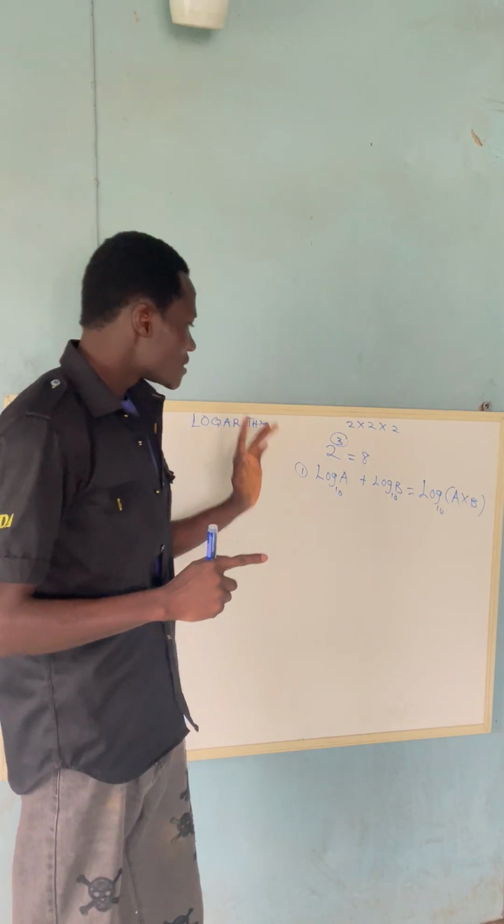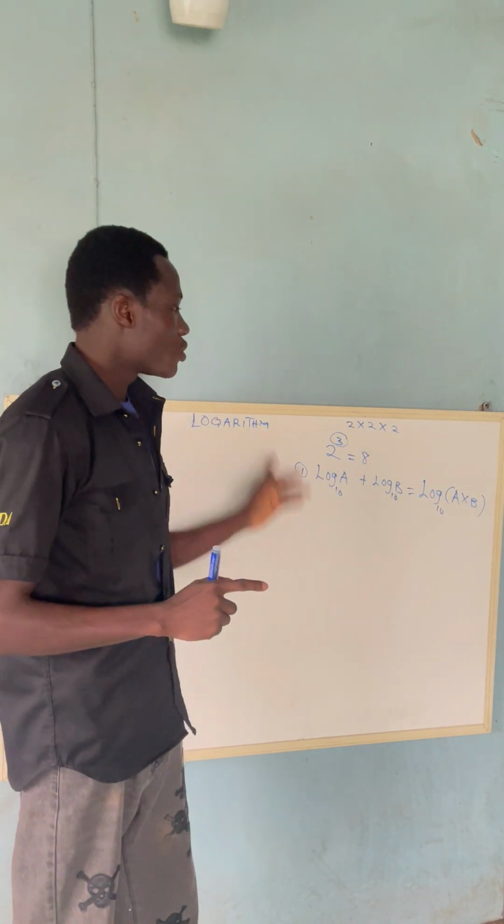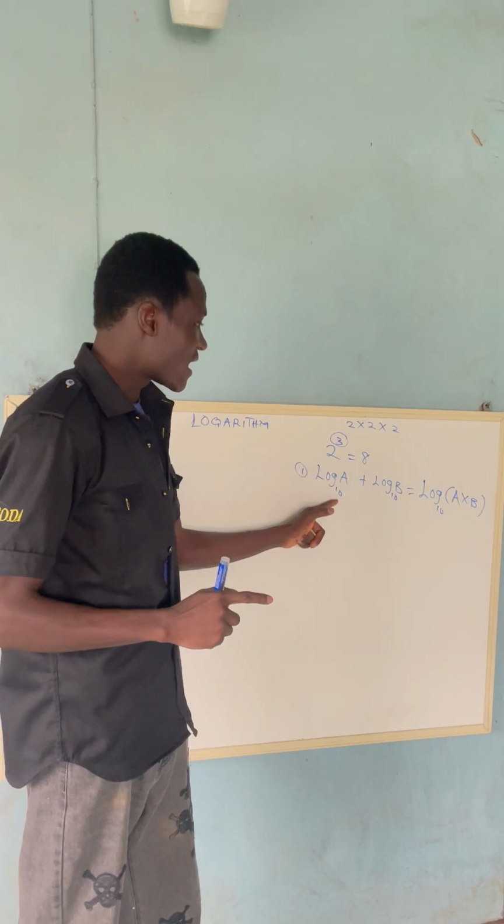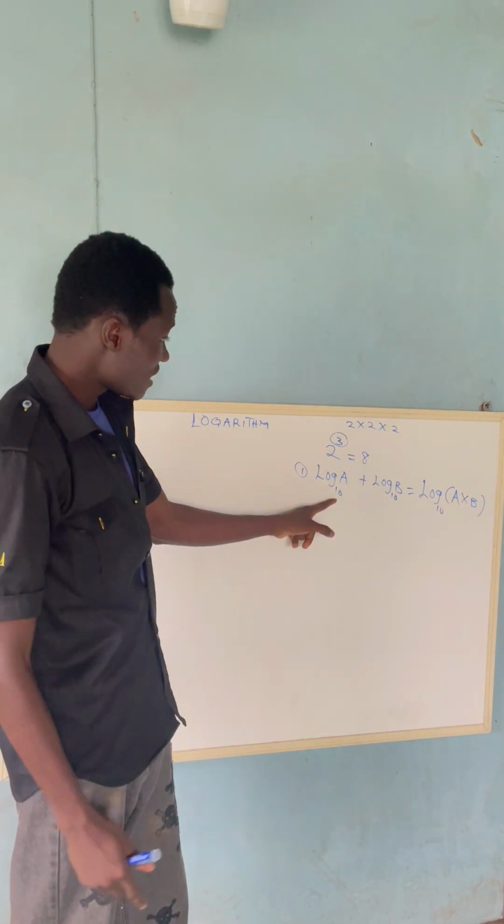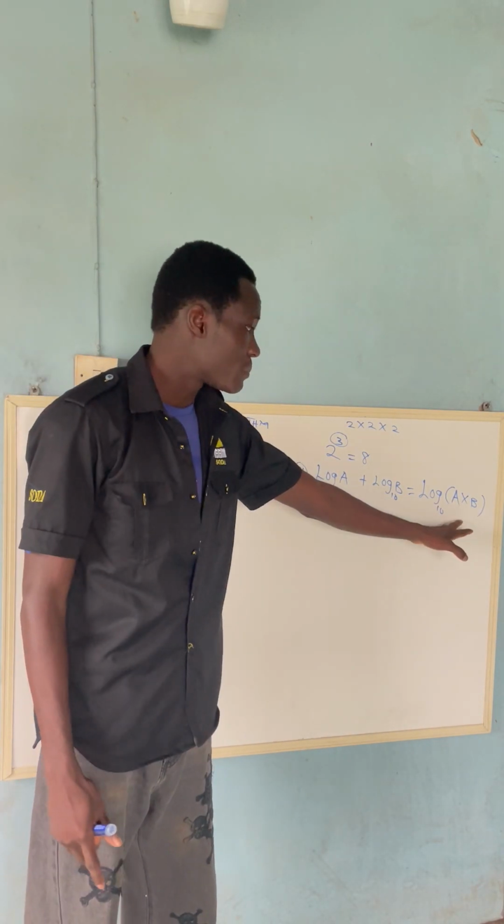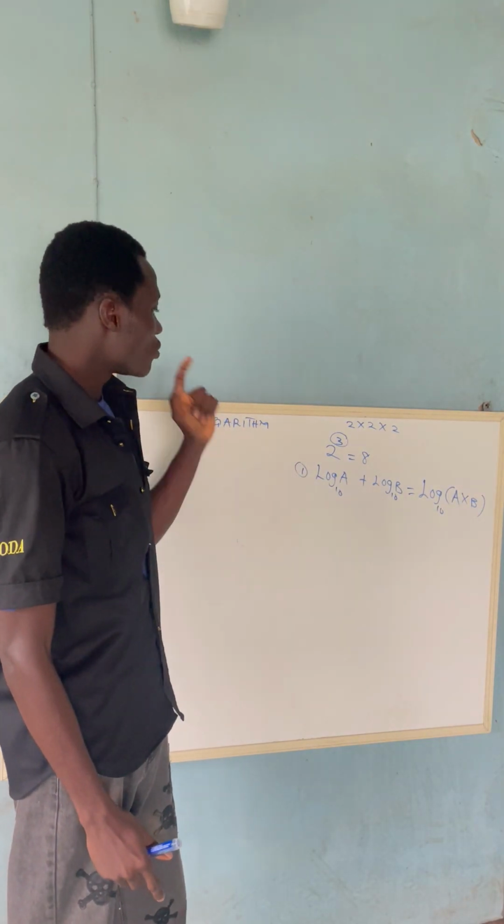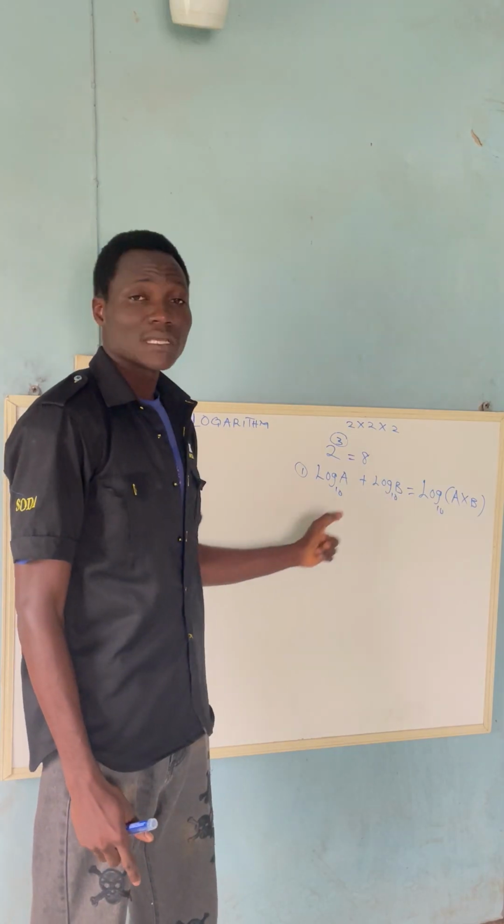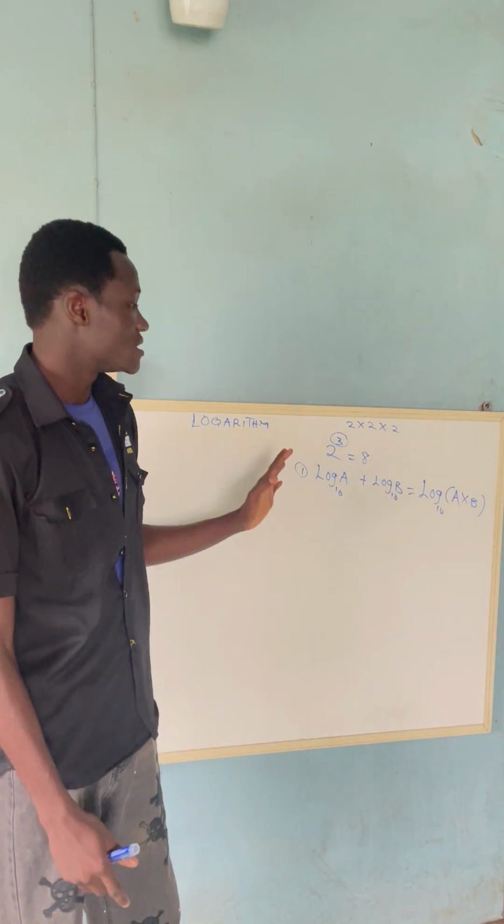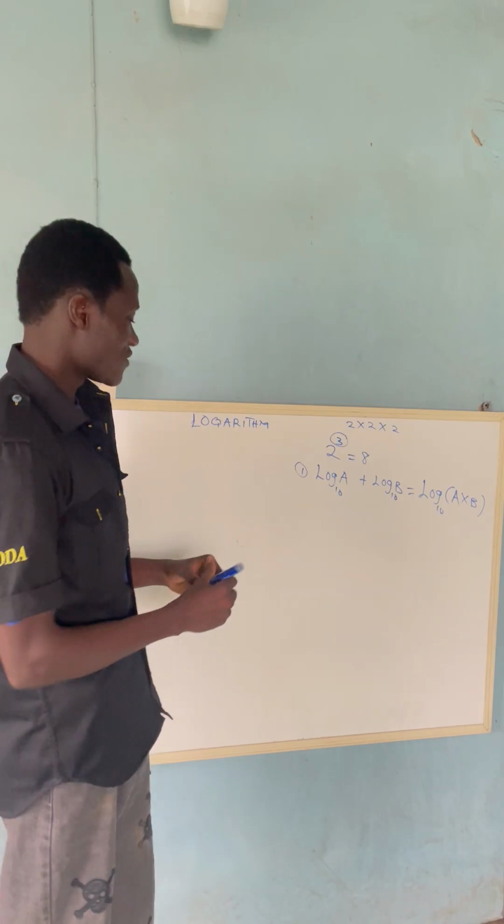This is only possible whenever the bases are the same. If the base here is 10 and the base here is 5, you cannot apply this law. The only way you can apply this law is when their bases are the same. That is when this law is applicable. That's the first law.